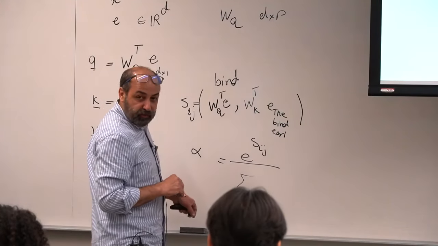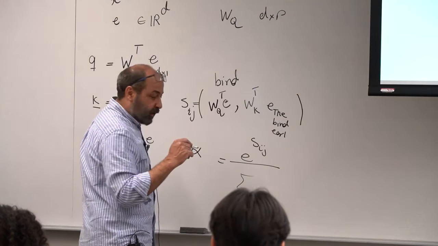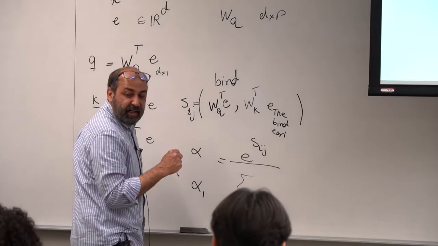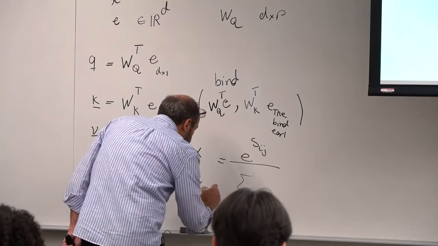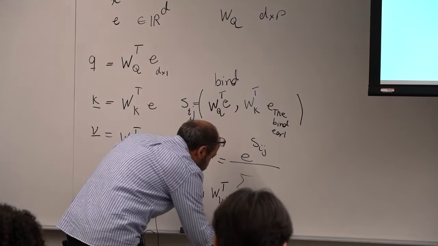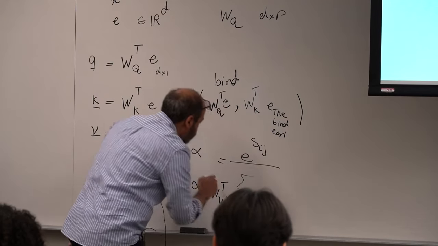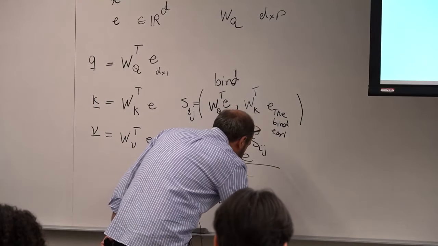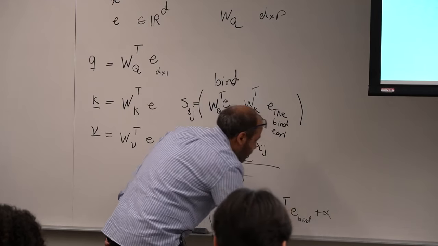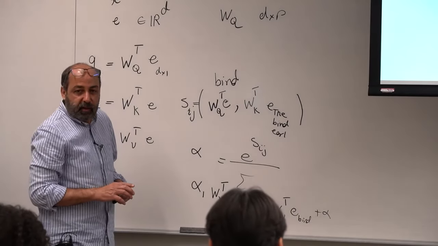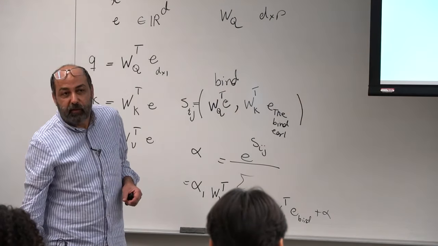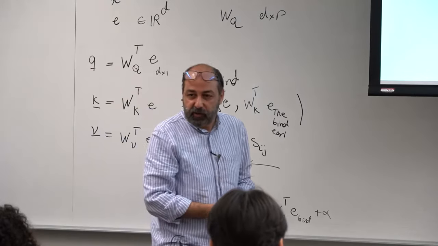And then you multiply this coefficient by all of the values. So it's going to be alpha 1 times the value of word D, and the value of word D is W_V transpose for word D, plus alpha 2, which comes from the similarity, times the value of word Baird, plus alpha 3 times the value of word early. So that's going to be your new value for Baird. The new value for Baird is the weighted sum of all of the values that you had before.